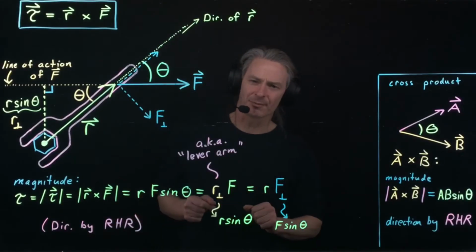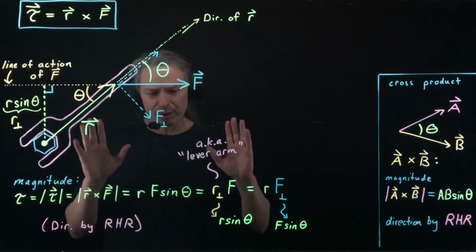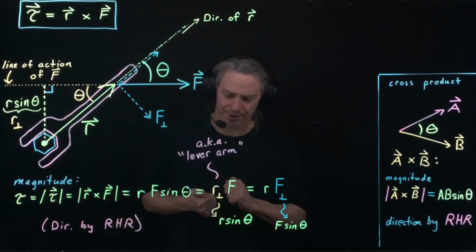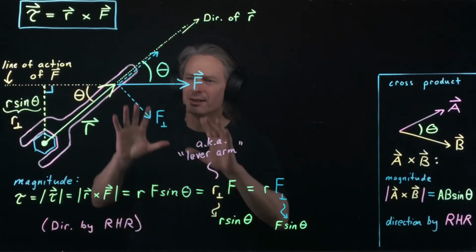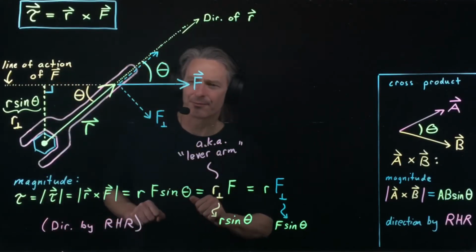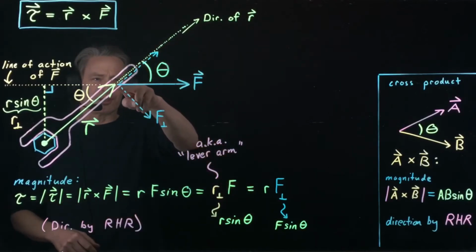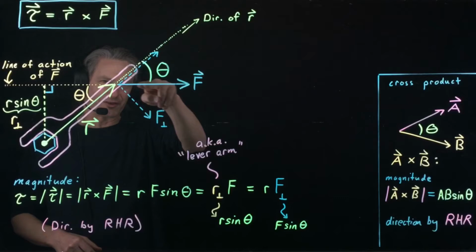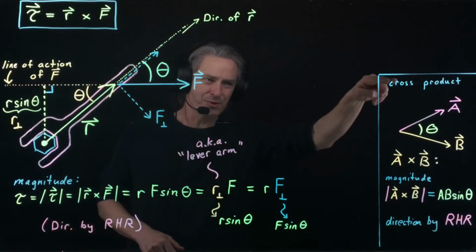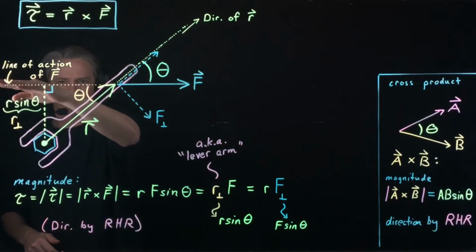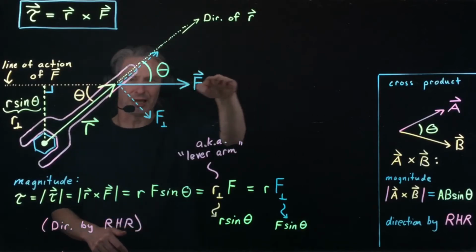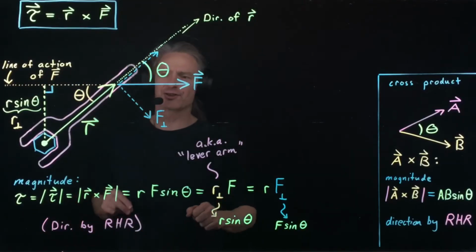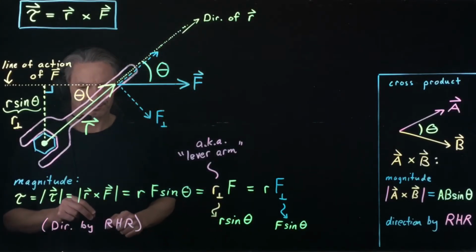I now want to talk about two alternative but equivalent representations of this magnitude expression for the torque. So to do that, let's look again at this figure. Imagine I drew a line along the direction of this force vector. I can extend it forever this way, and I can extend it forever this way, but it's got to be completely aligned with that force. Let's call that the line of action of the force vector.